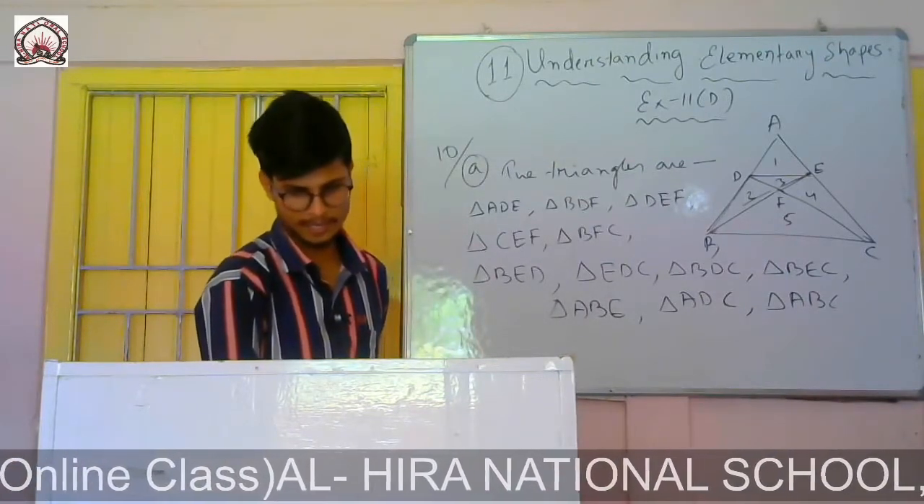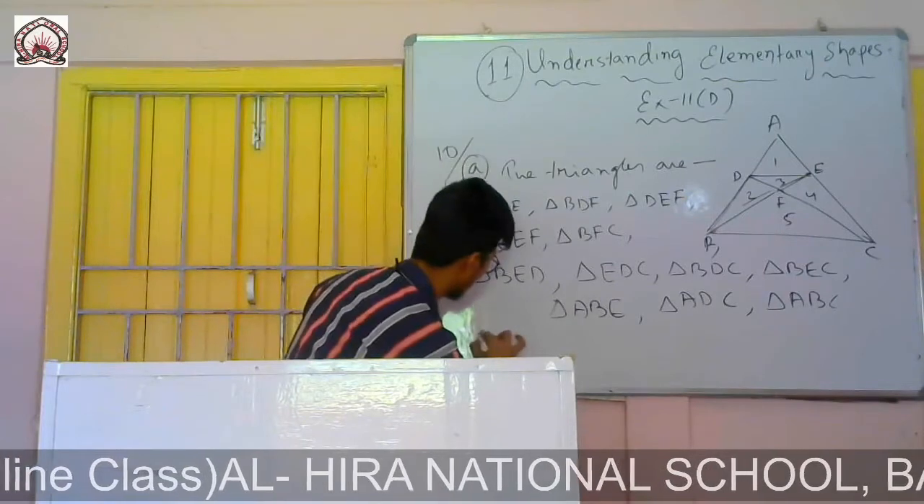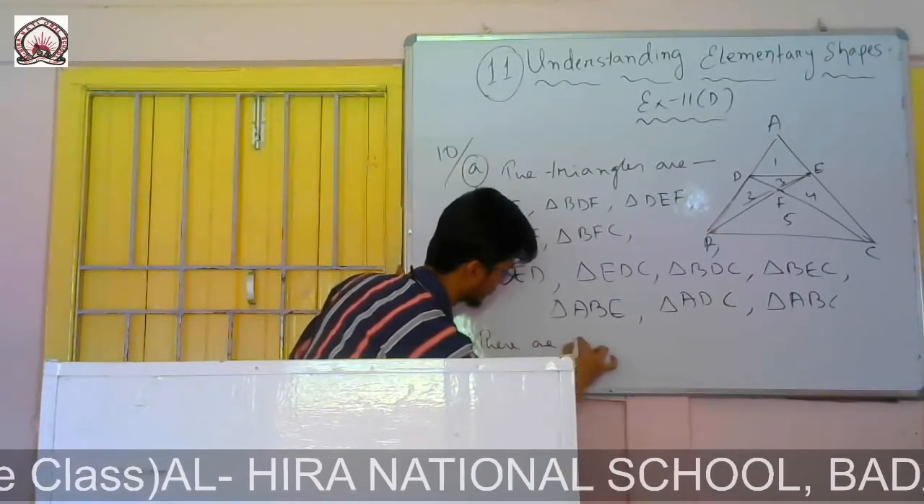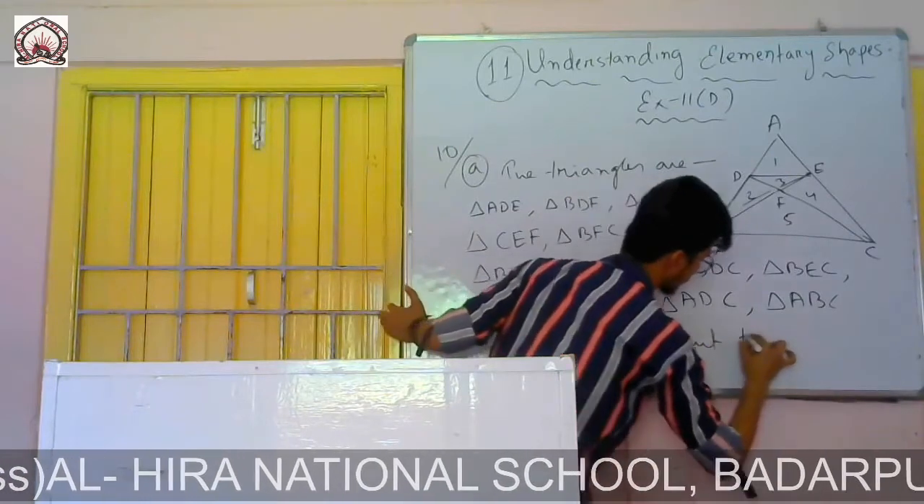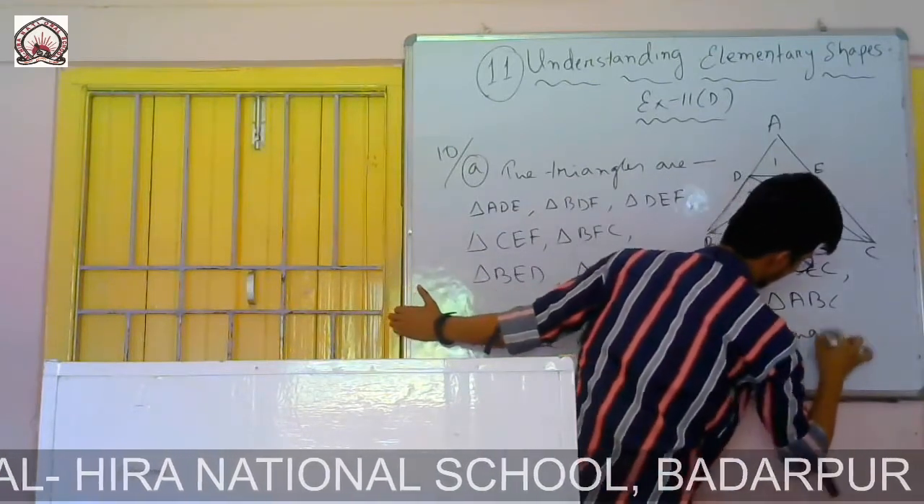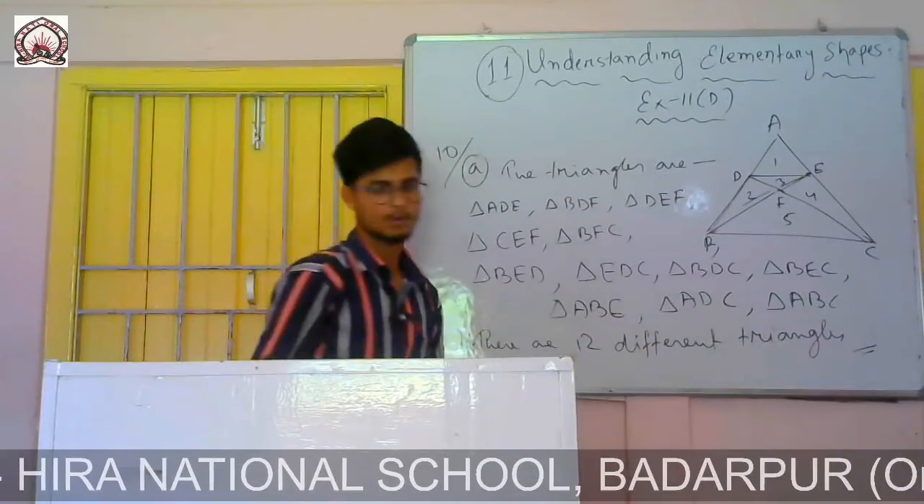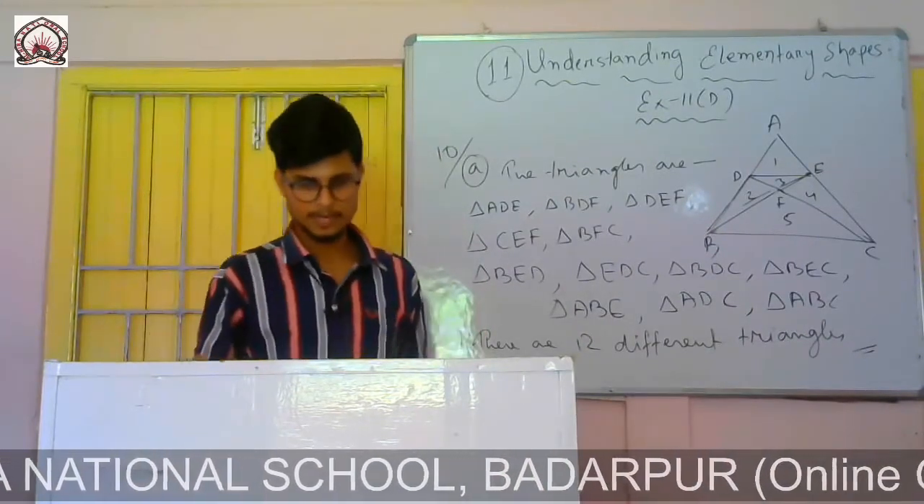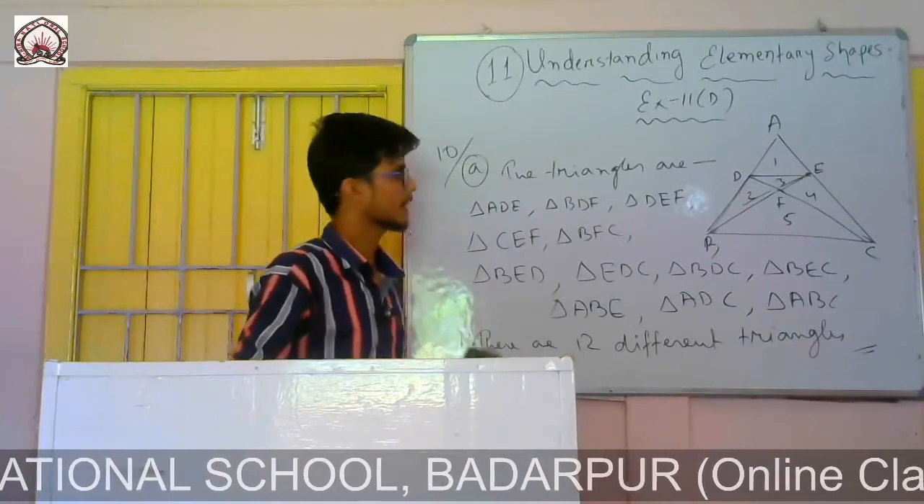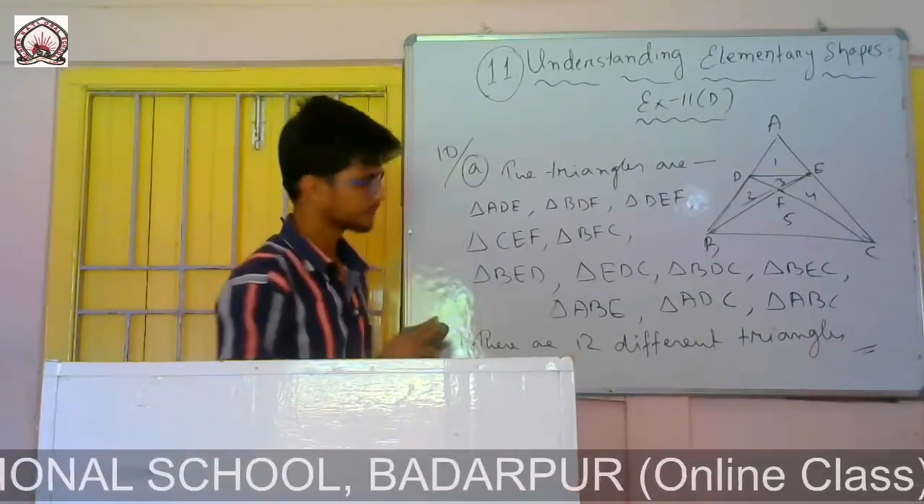So how many different triangles are there? There are 12 different triangles. So now last one, it was 10A. So now 10B.